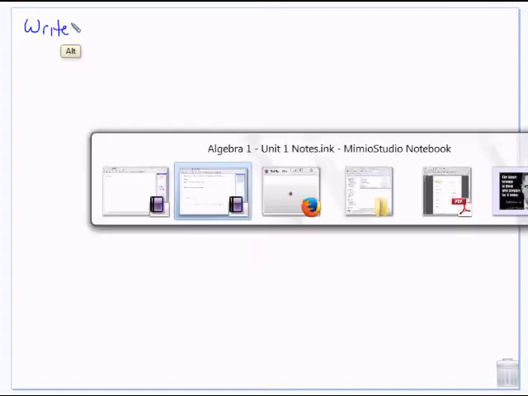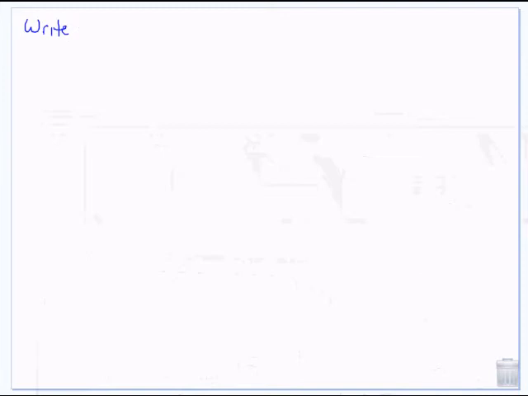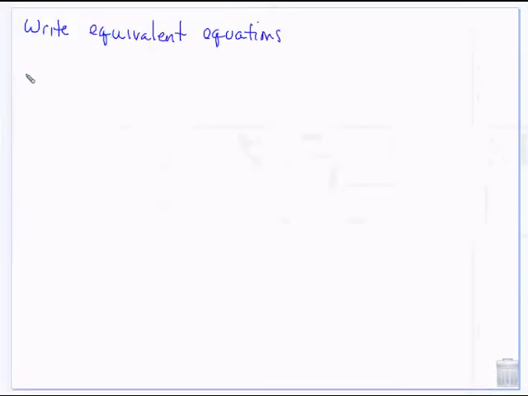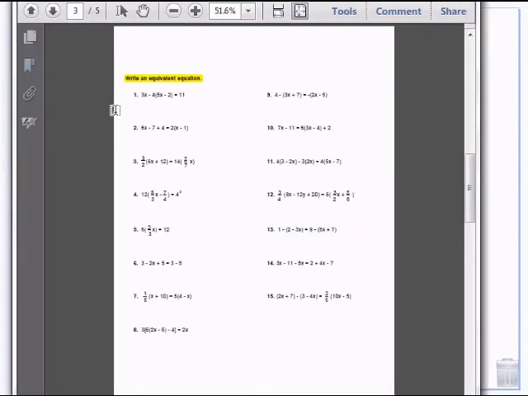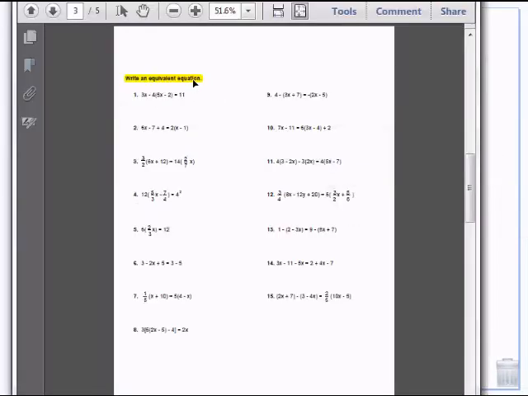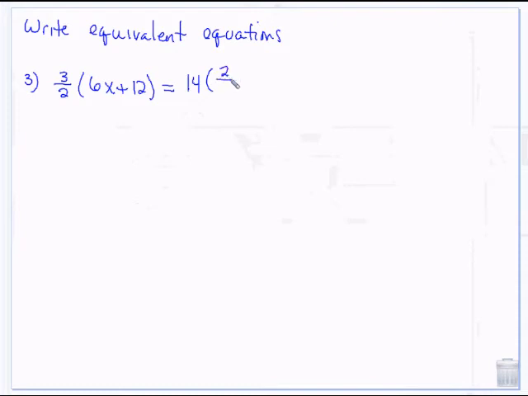For this assignment, you're going to be asked to write, what is it, equivalent expressions? Oh, wrong thing. Equivalent equations. So write equivalent equations. Okay, so I'm going to do number 1. No, I'm not going to do number 1. Number 1's boring. I'm going to do number 3. So we have 3 halves of 6x plus 12 is equal to 14 times 2/7 x.